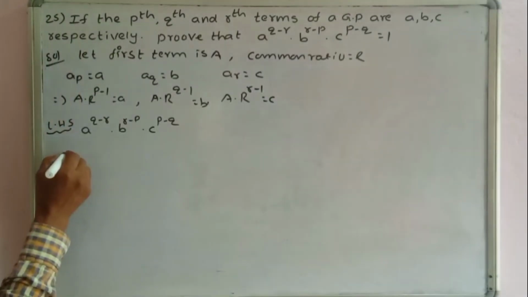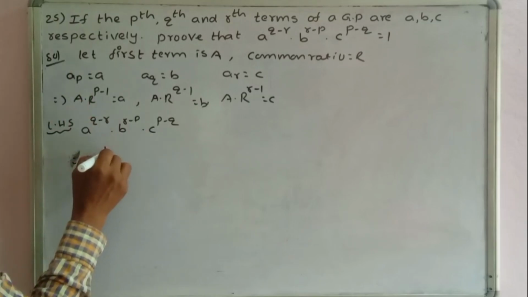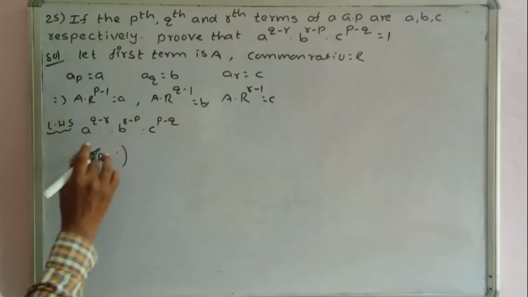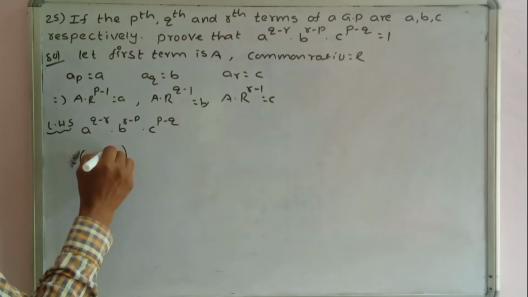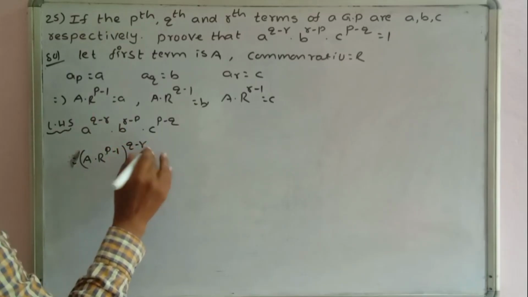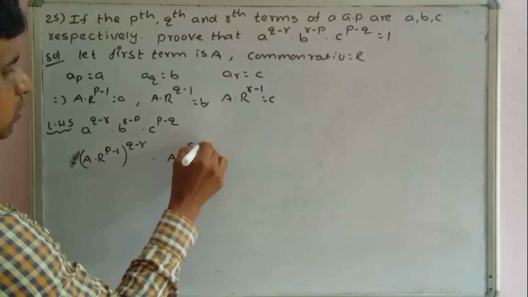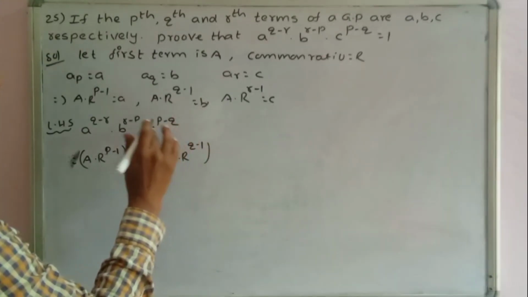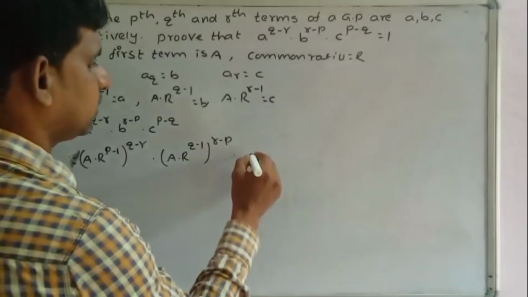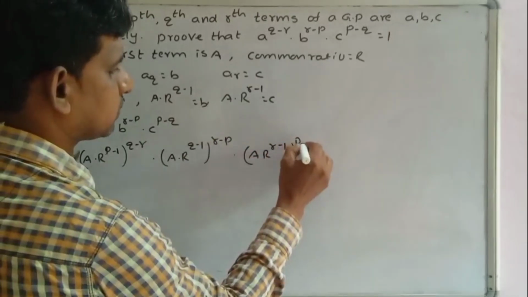Okay. See, what is the value of A? A is A into R power P minus 1, whole power Q minus R. That multiplied with the B value, A into R power Q minus 1, whole power R minus P. Here the C value is A into R power R minus 1, whole power P minus Q.